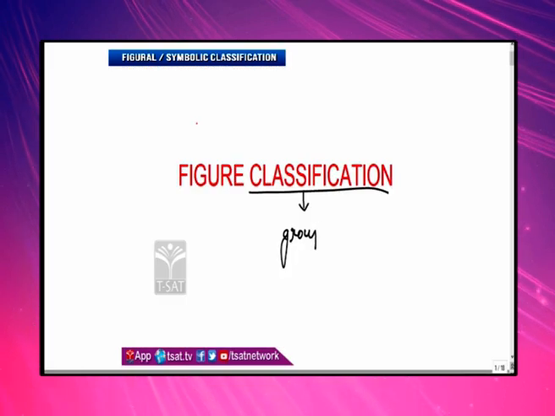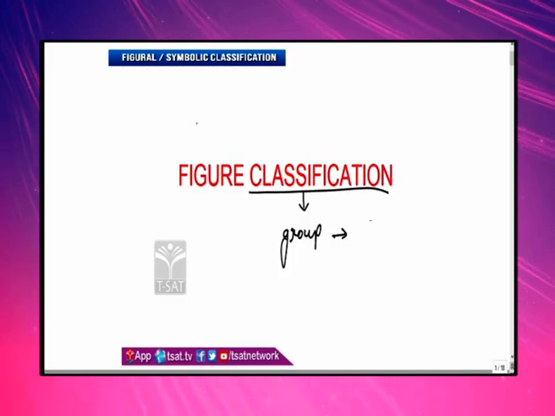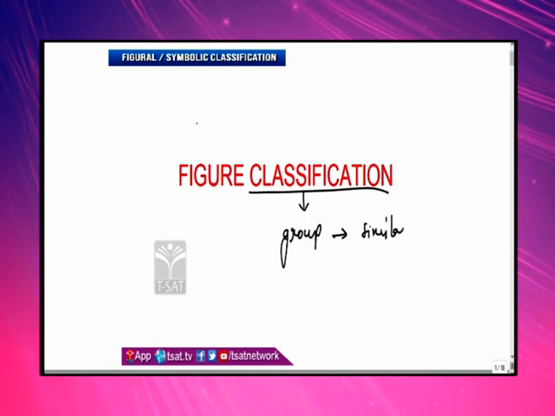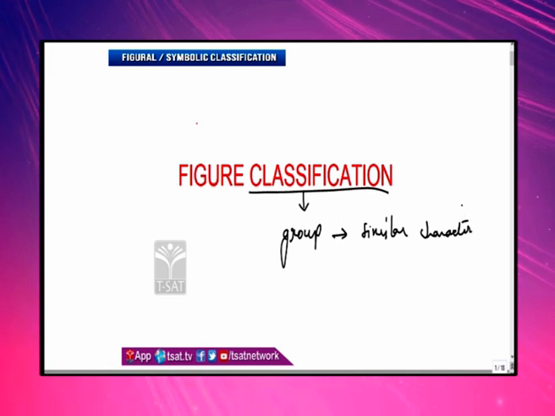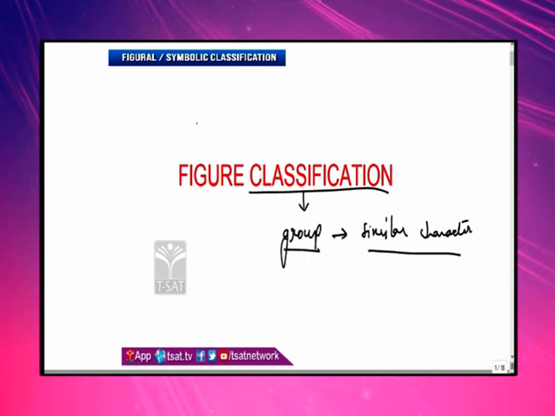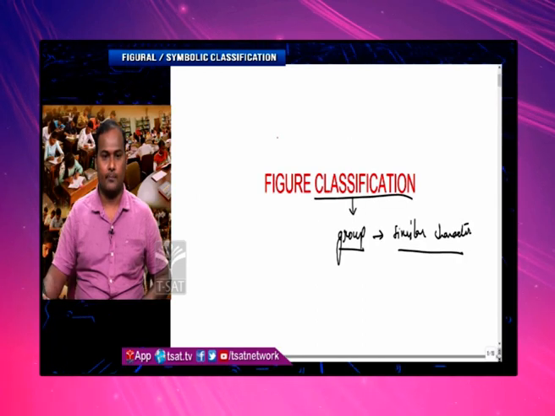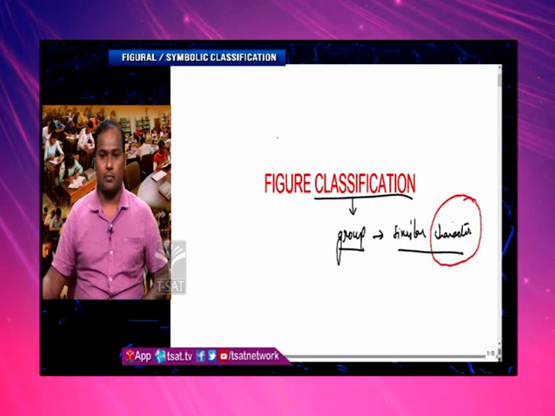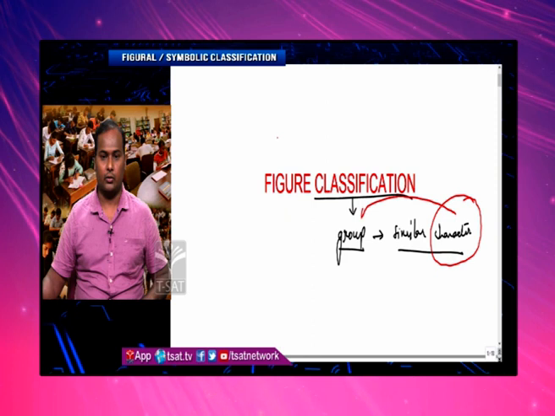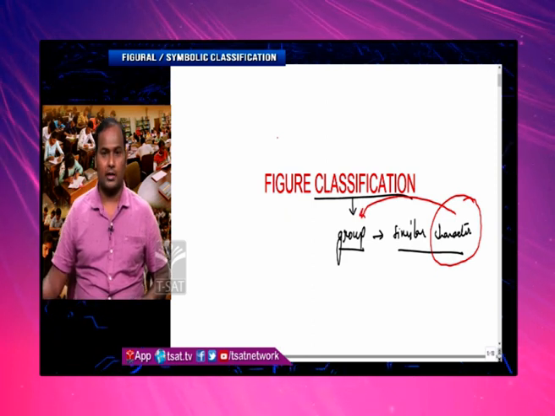What is classification? The definition says that you have to divide the questions into groups based on a similar character. So there should be one common character for one particular group. One group, one character. What the student has to do is identify this character and divide the figures into groups. That's what the examiner is going to test.